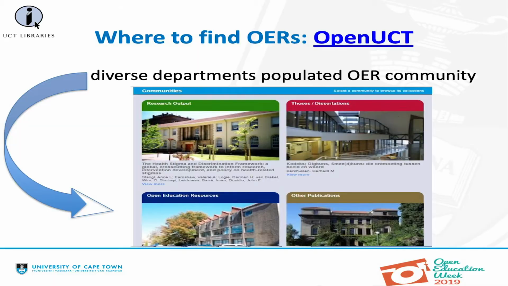Various types of UCT scholarly output are shared with the global community on Open UCT. As you can see, in green is research output. This is journal articles, book chapters, and books, and we have theses and dissertations. Where my arrow is pointing is open educational resources, and then we have other categories of publications.